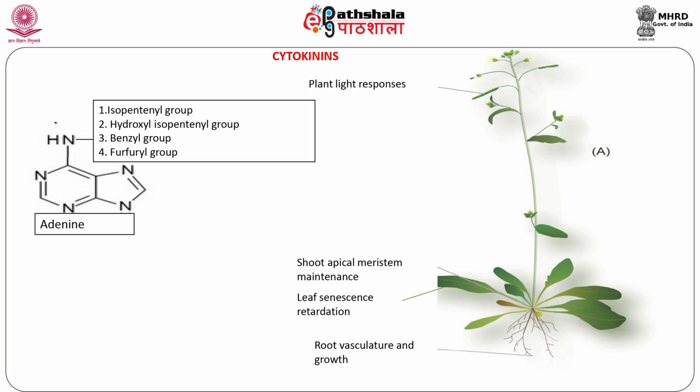Cytokinins are plant growth regulators that consist of adenine substituted at the N6 position with an isopentyl group, a hydroxylated isopentyl group, or a benzyl ring. The first cytokinin discovered had a furfuryl substitution and was called kinetin because of its ability to induce cell division. Cytokinins play an important role in regulating shoot and root growth, retarding leaf senescence, and in modulating light responses of plants.